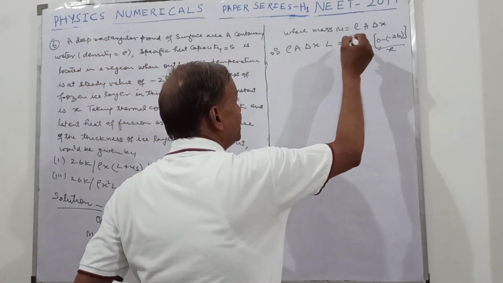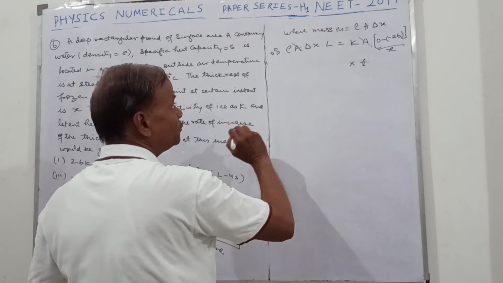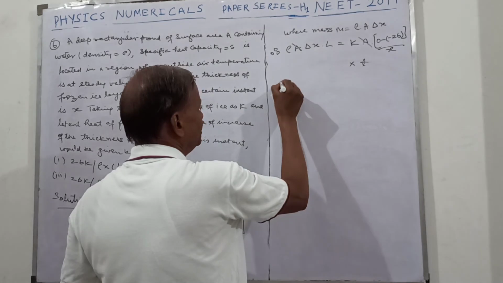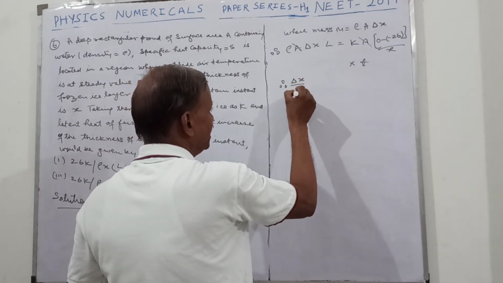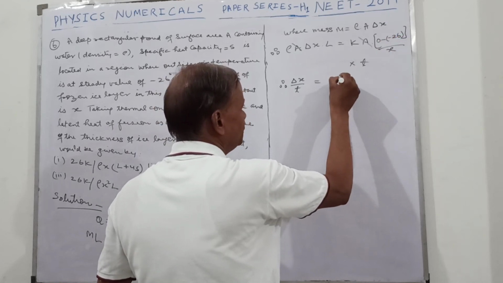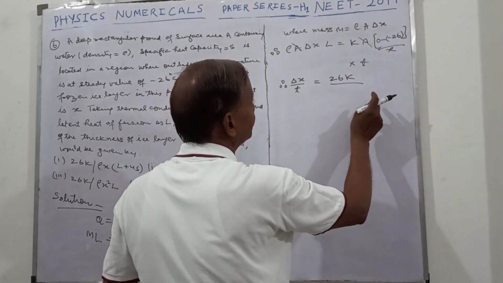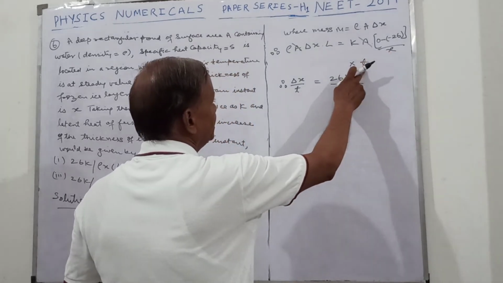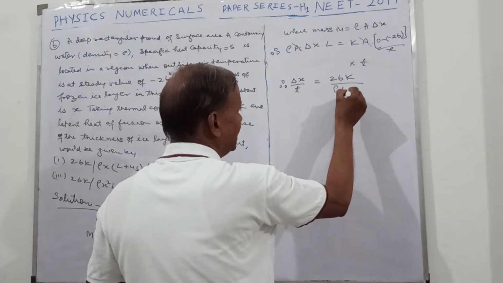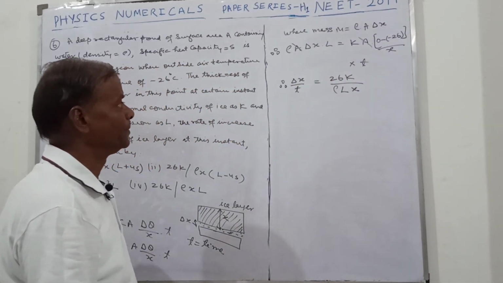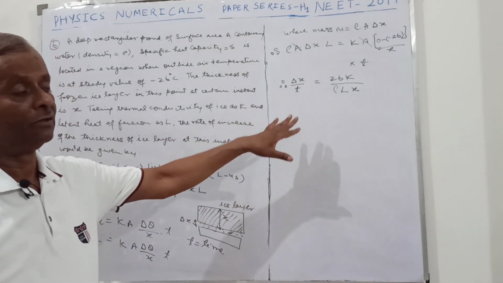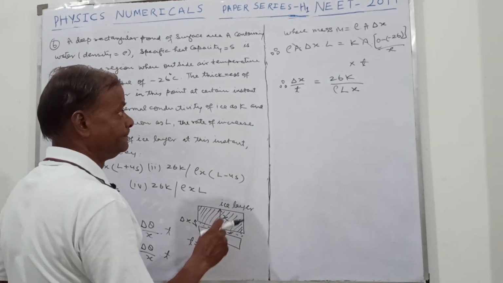Now here A and A will cancel. You have to find the rate, delta x upon T. Therefore, delta x upon T is equal to, this is minus plus, so this is now 26K upon, what we have, x and T coming out to be rho, L and x. This will be the rate of increase of the thickness of the ice.